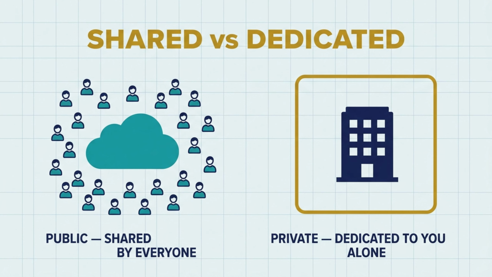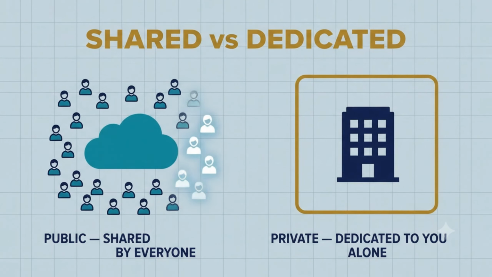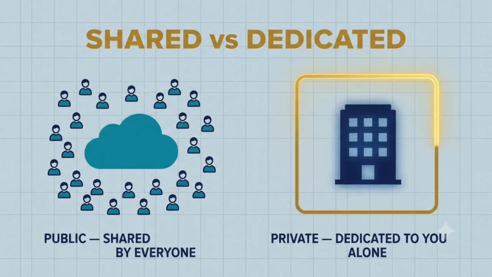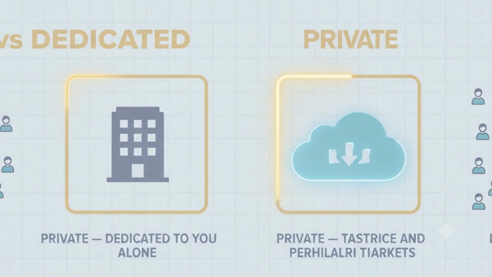Here's the key distinction. Public cloud providers serve everyone. Their services are publicly available. A private cloud is built solely for your organization. You're not sharing underlying compute resources with anyone outside your business. This gives you maximum customization and control, particularly over security design and infrastructure configuration.